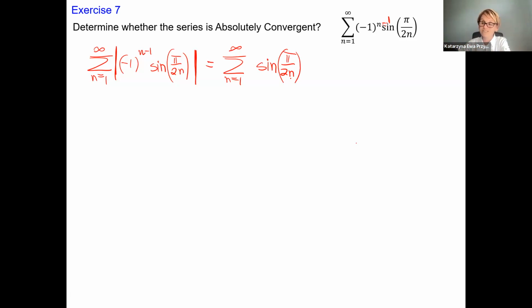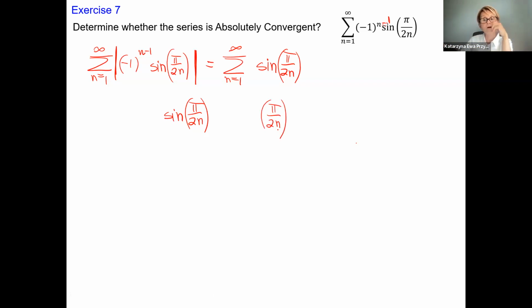And now the question is, is this series convergent? Because if it is convergent, then the original one is absolutely convergent. What test can we use? Sine of pi over 2n. It is definitely divergent, but what test? For this example, we will try to compare, because all of the terms are positive, and I will try to compare with this one.